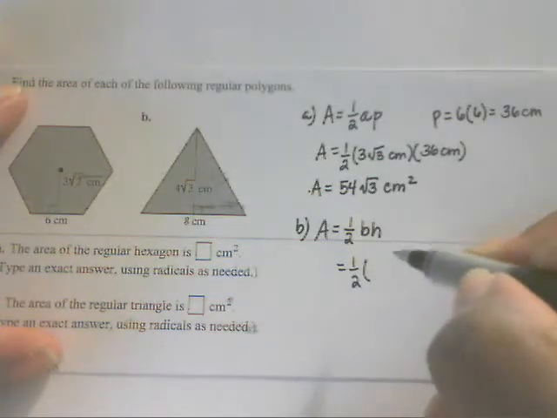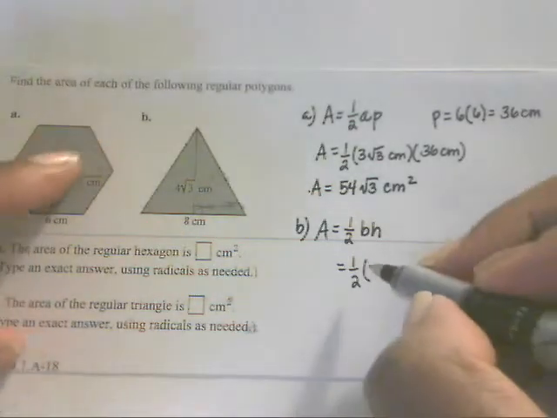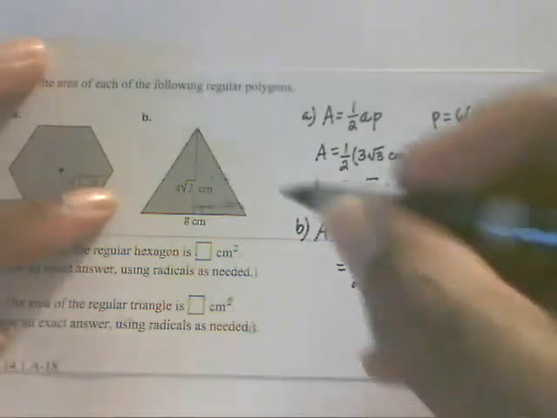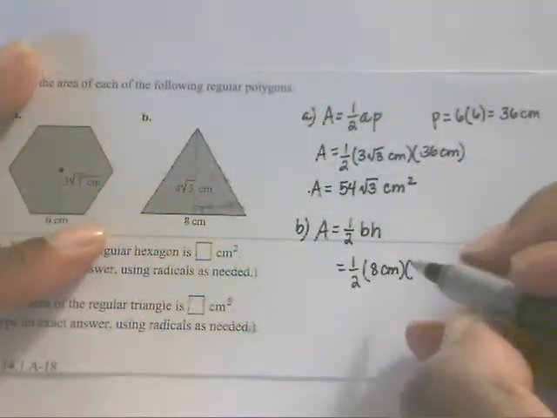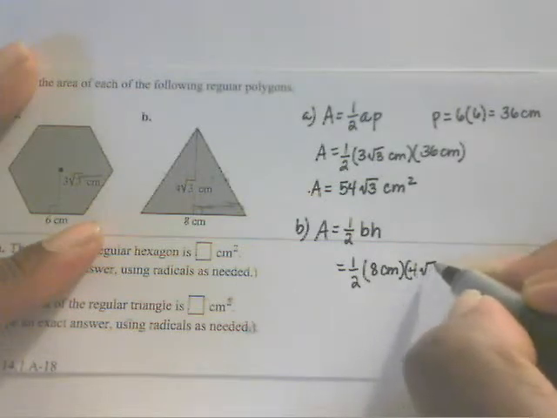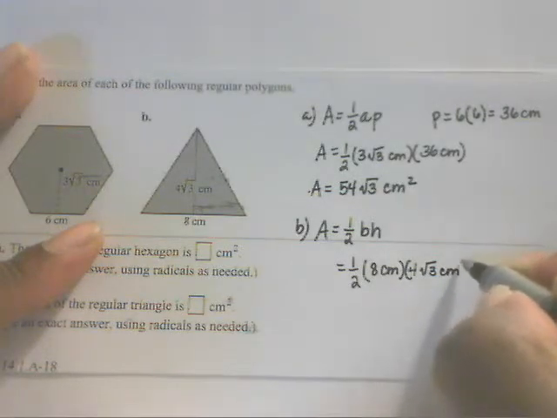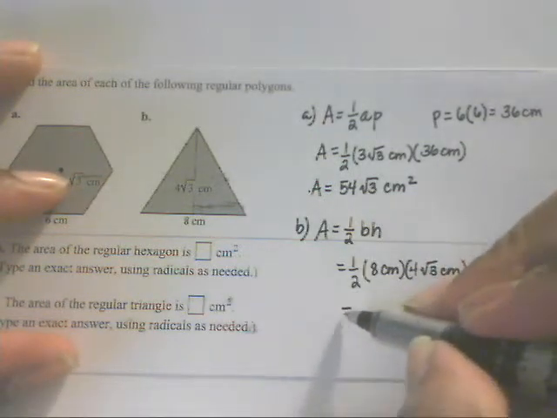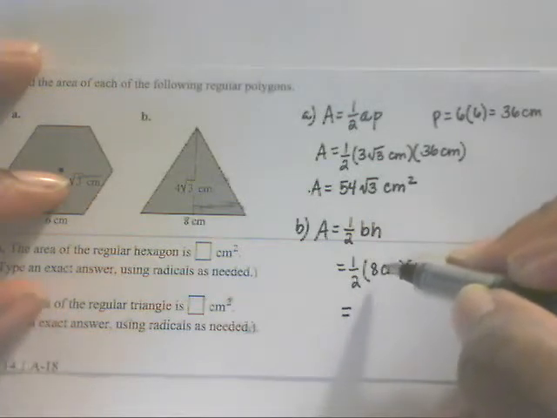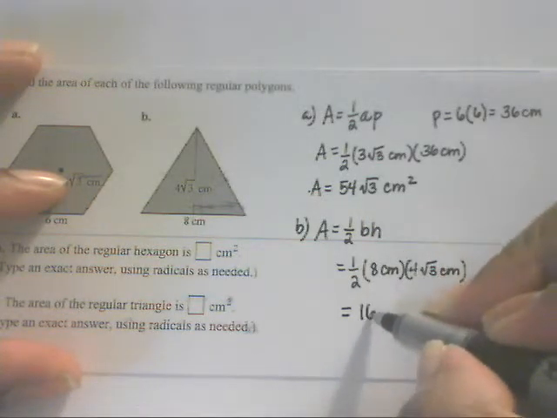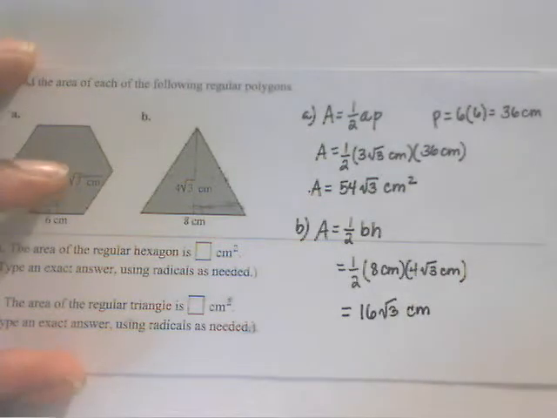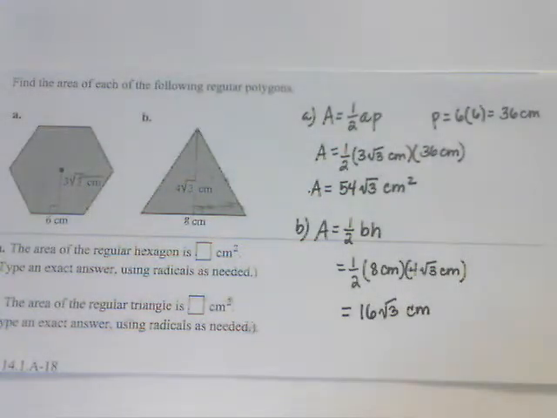So now we got 1/2 the base here is 8 centimeters. The height is 4 square root of 3 centimeters. Okay, so now to simplify this, 1/2 of 8 is 4, and then 4 times that 4 will be 16 square root of 3. Don't want to leave that off. So it'll be 16 square root of 3 centimeters.